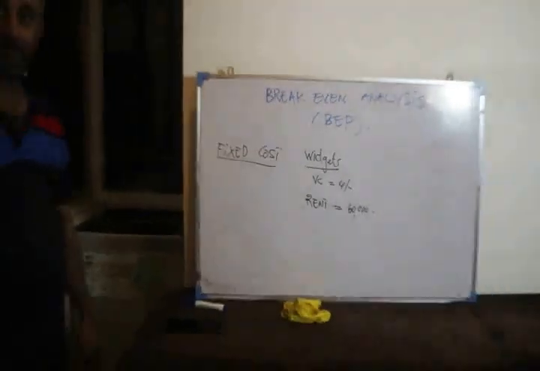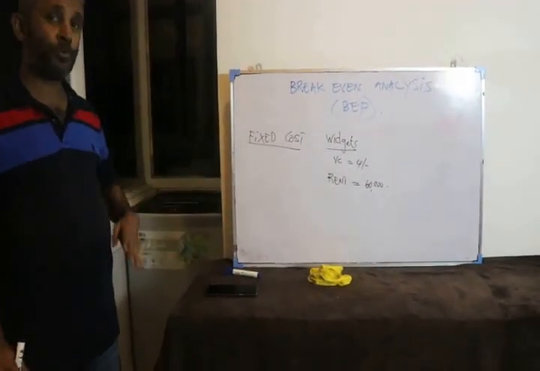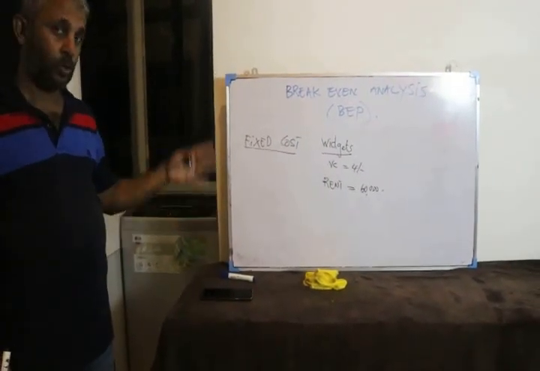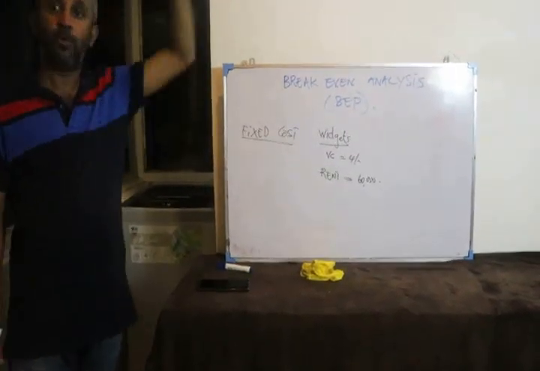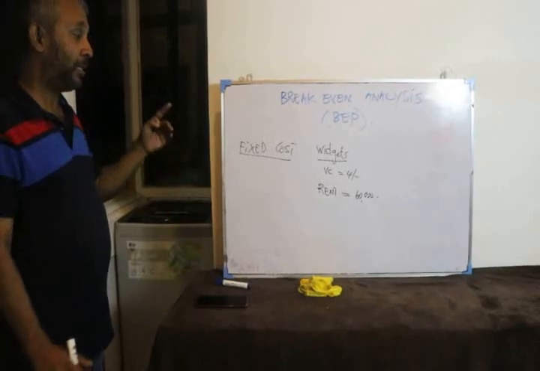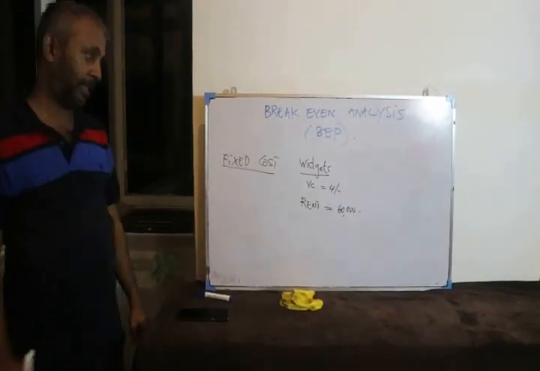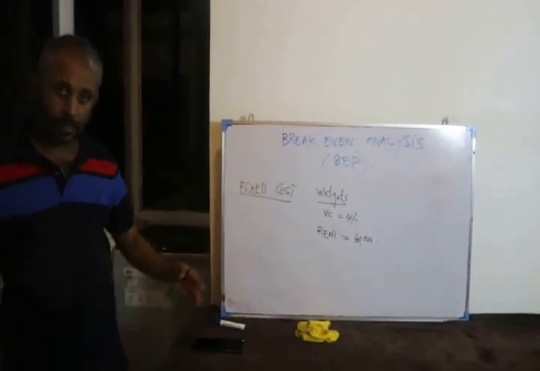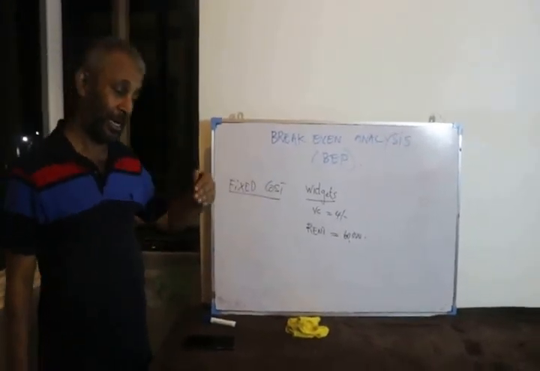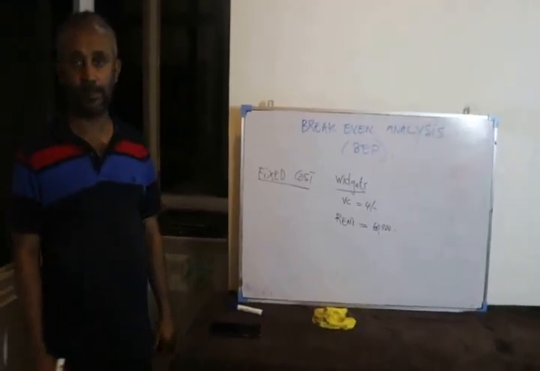$60,000 per annum. Now, it doesn't matter if you produce 1 unit, 10, 100, 1,000, or 10,000, this cost will not vary. But under one condition, if the capacity exceeds the limit, then the fixed cost may vary afterwards. That we will discuss in a separate session.